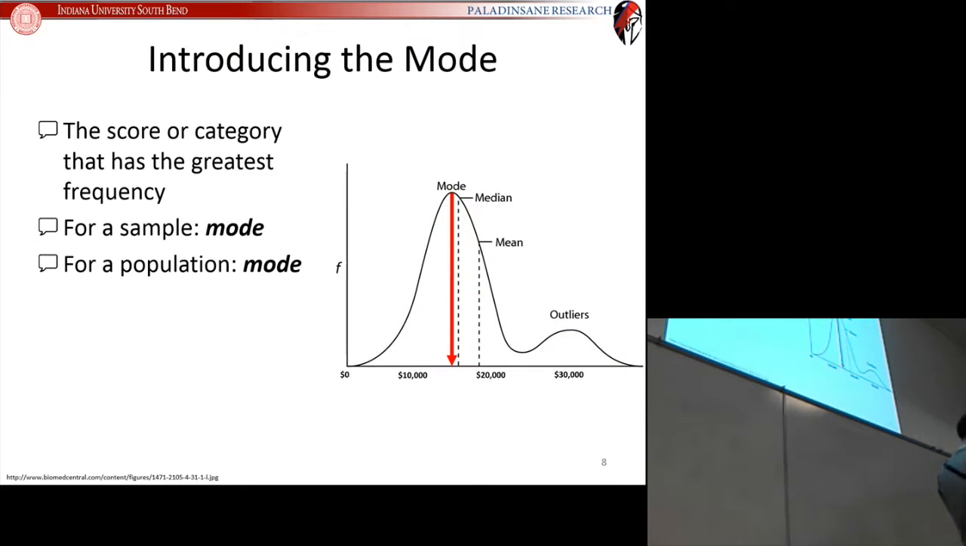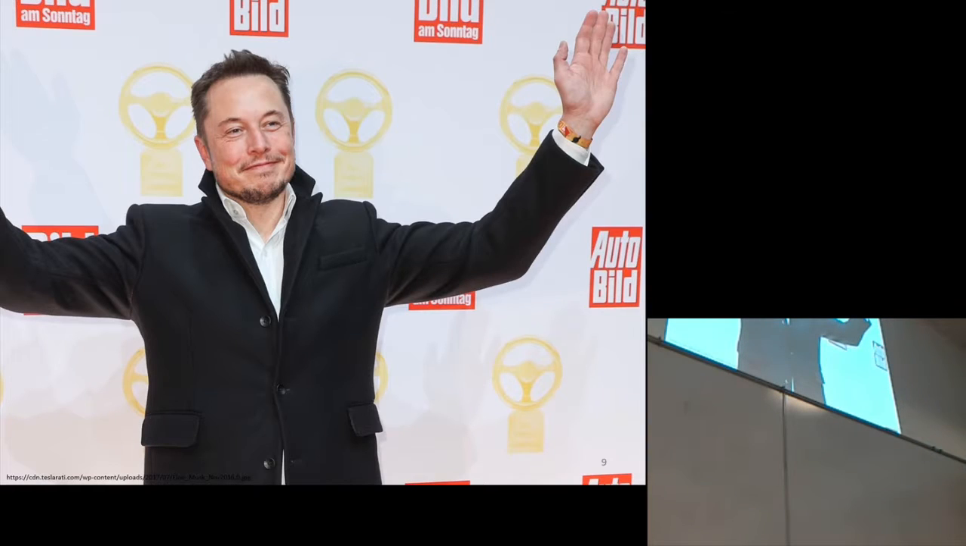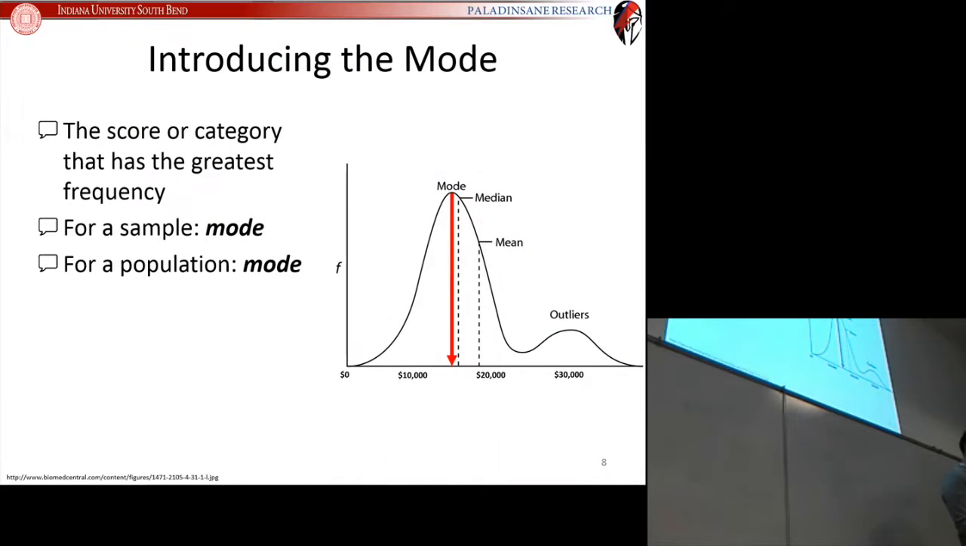And then the last measure of central tendency, which is used the least often in psychology, is the mode. The mode is simply the score that is the most popular. It's the score that's the most frequent, the score with the greatest frequency. So in this frequency distribution, it is literally the score that has that peak frequency. For a sample, it's called mode. For a population, it's called mode as well.